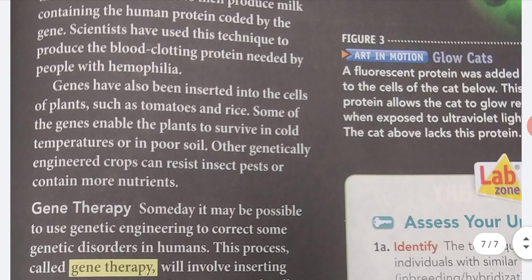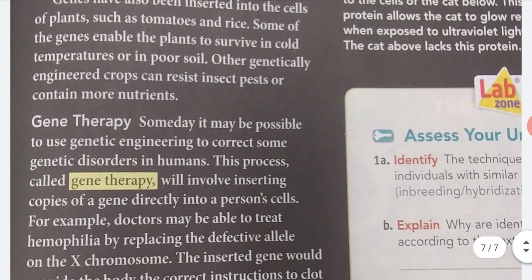Genes have also been inserted into the cells of plants, such as tomatoes and rice. Some of these genes enable the plants to survive in cold temperatures or in poor soil. Other genetically engineered crops can resist insect pests or contain more nutrients.